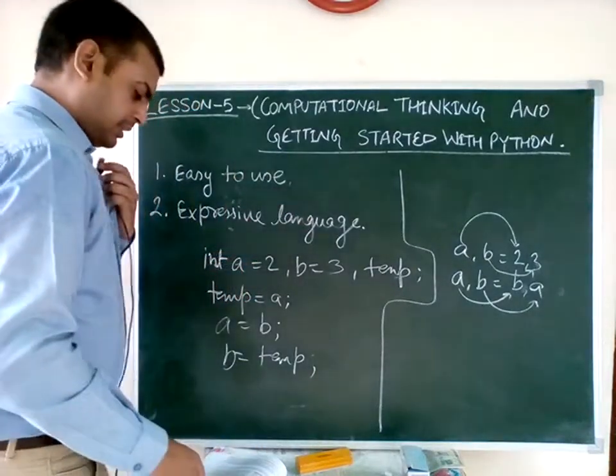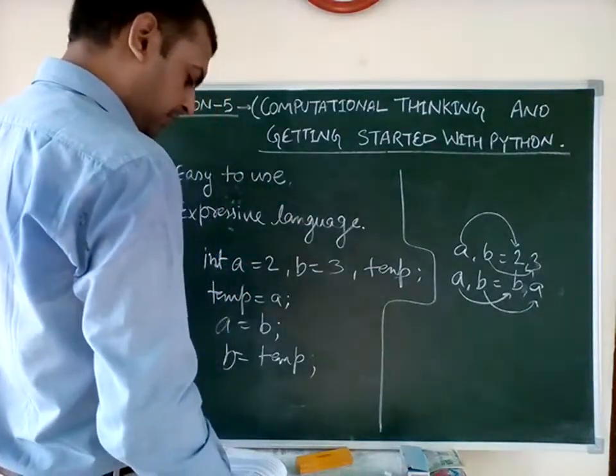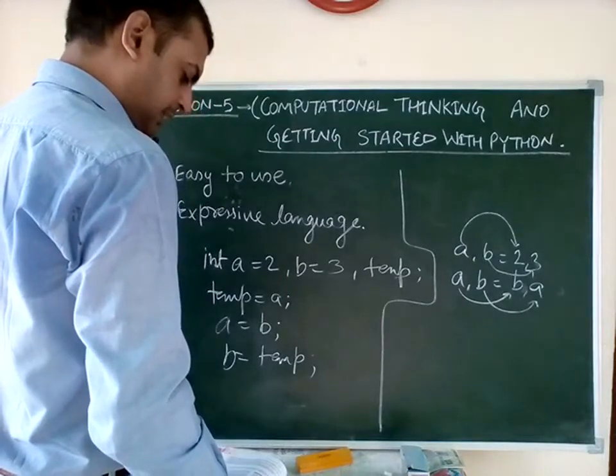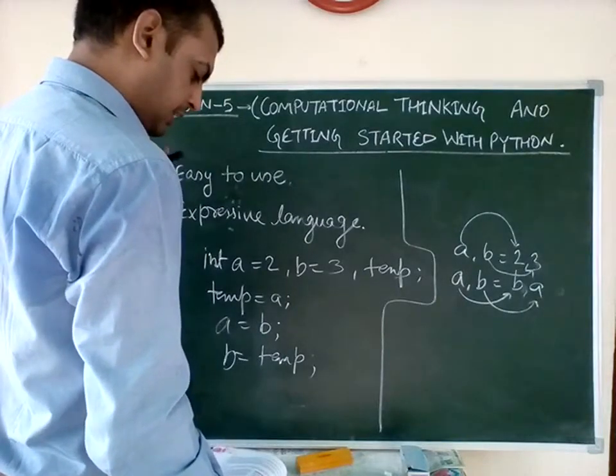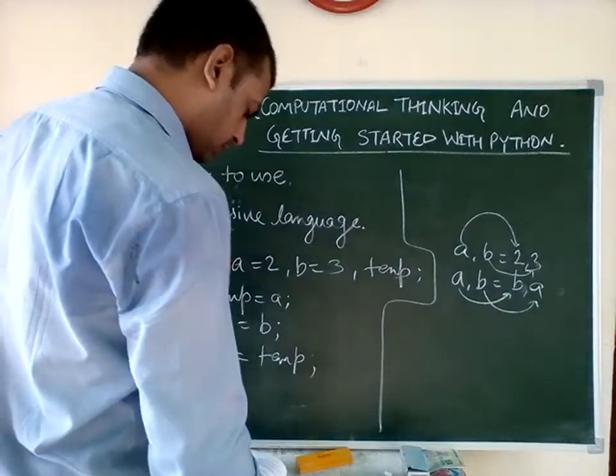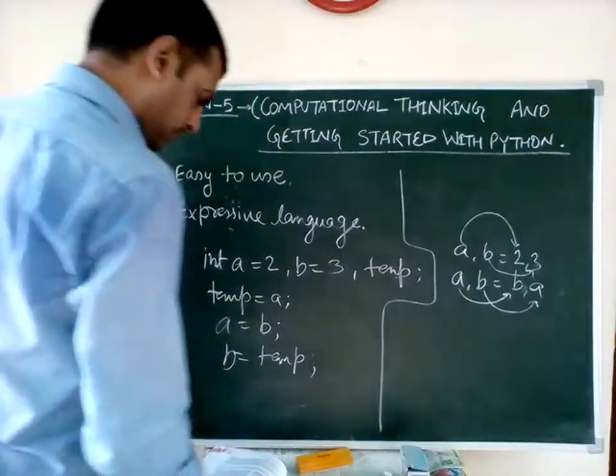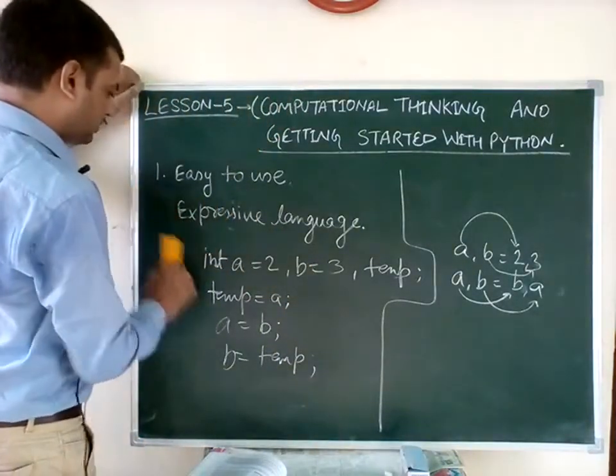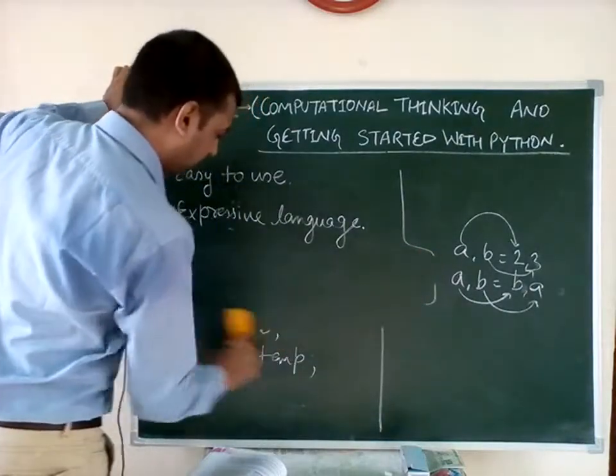So basically this is the biggest advantage. Which one is compact and easier to understand? Need I say more? So this is the simple example. Then the next is your interpreted language.